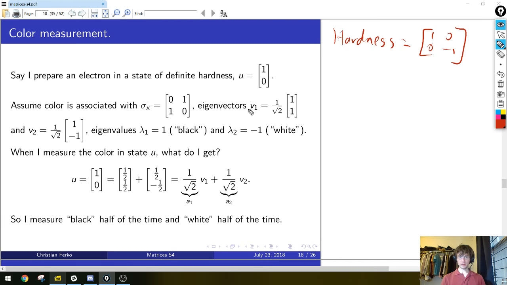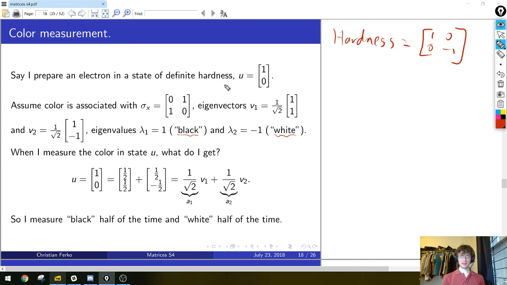So I'm going to go ahead and normalize these two right away and put a 1 over root 2 outside, but that's not super important, because if a vector is an eigenvector, then any scalar multiple of that vector is still an eigenvector. So even if you just remember that these are 1, 1, and 1 minus 1, these are just scalars times those usual eigenvectors. So these are the eigenvectors of color, sigma x. And as we saw, the eigenvalues are 1 and minus 1, so I will choose to call 1 black and minus 1 white.